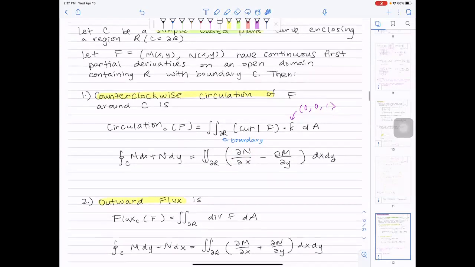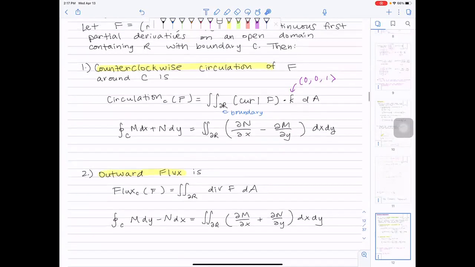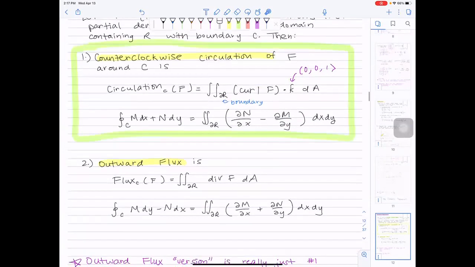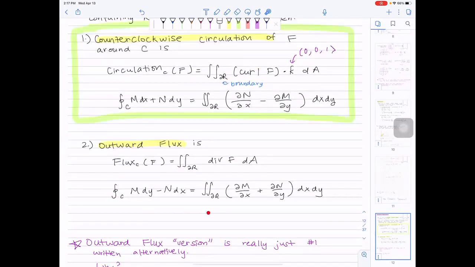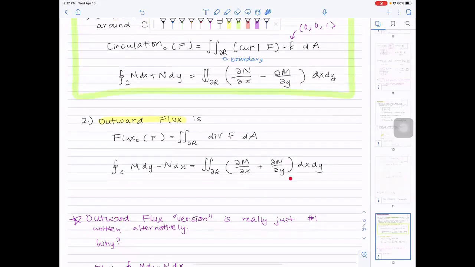Notice that for Green's theorem though, technically, Green's theorem is only one version, just this circulation version. The reason is because I can get my flux formula by using what's in the green box. So they're technically the same definition, just from a different perspective. So why is that? Let's look at the flux definition.